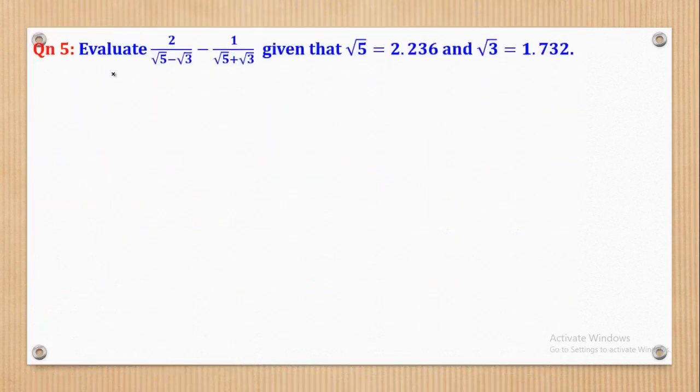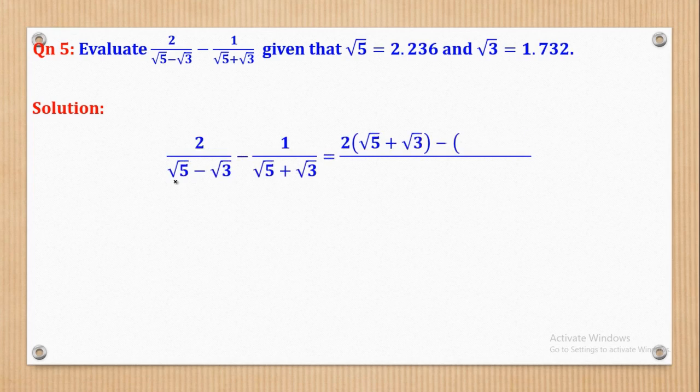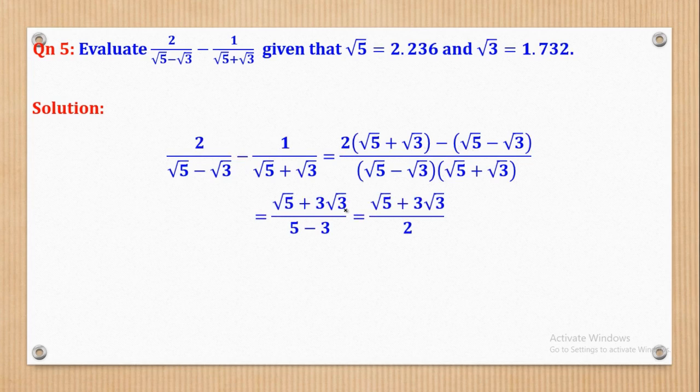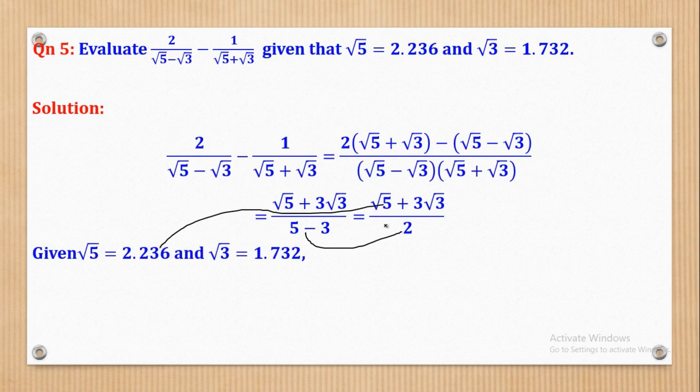Then question 5 says evaluate this given that root 5 is that and root 3 is that. So first of all, I'll get the LCM. LCM will be this times this, which is that. Then this part will be got by saying this times this, that's why you see it here, and also this times this to get this part. So expand and open brackets, you'll come up with this step. Therefore 5 minus 3 is 2. And we are given that root 5 is this and root 3 is that. So I'll substitute to be able to get that value.